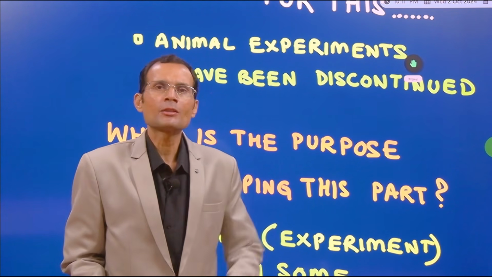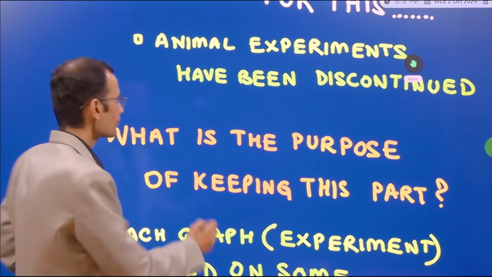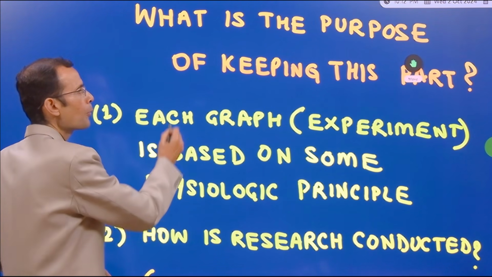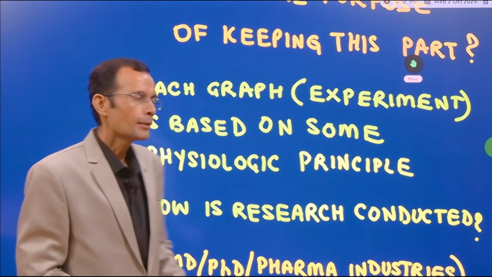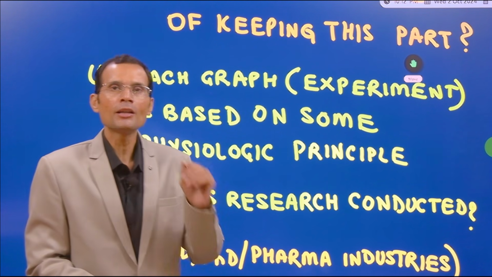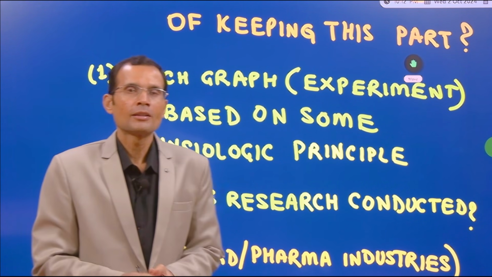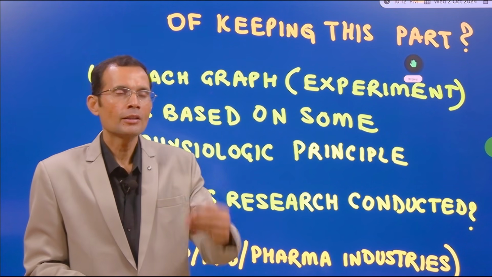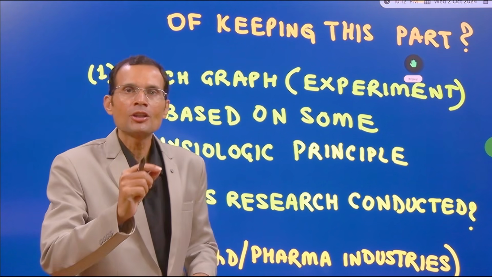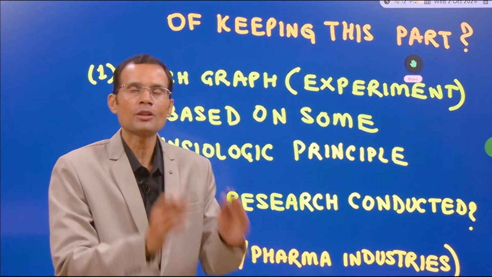Now, since the animal experiments are not conducted anymore, that part is gone, so what is the purpose of keeping this part? There are two important purposes, I would say. One is that each graph or experiment is based on some physiological principle. So the first thing is that whenever you are learning those graphs, write down at the top of the page what is the principle that you learn in this particular practical or in this particular graph.